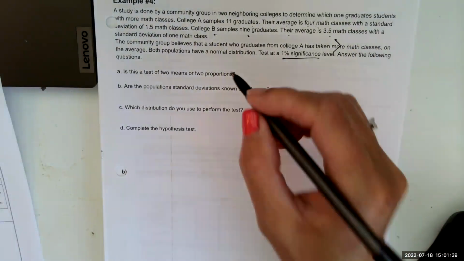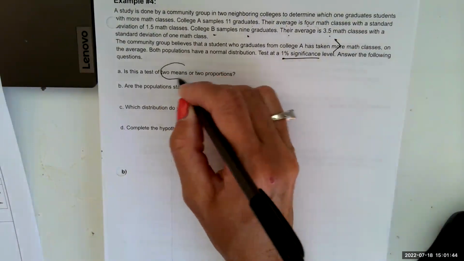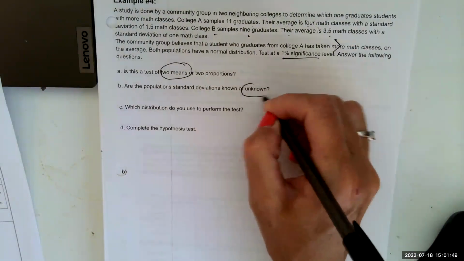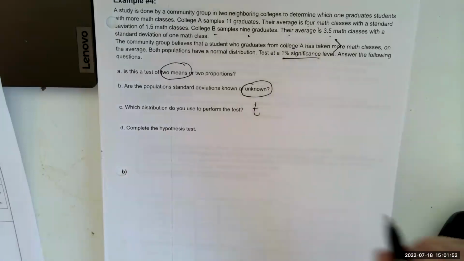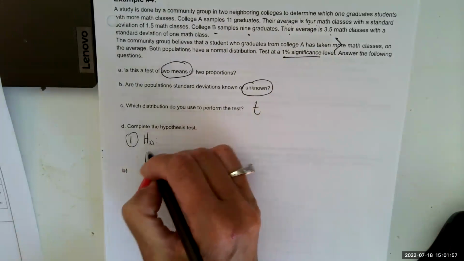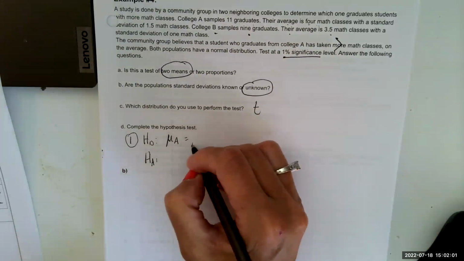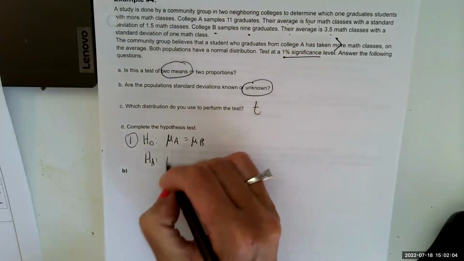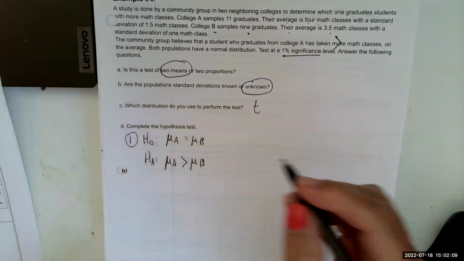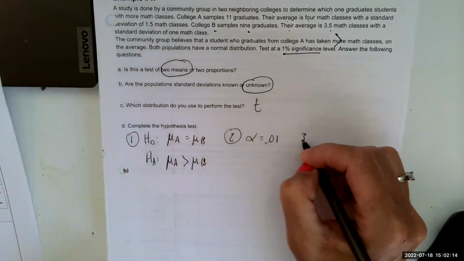So it says, is this a test of 2 means or 2 proportions? 2 means, because we're counting the number of math classes. Are the population standard deviations known or unknown? Unknown. So we're using the t distribution and complete the test. So we need our H0 and our HA: mean A is equal to mean B, and we think mean A is bigger than mean B, college A, college B. And we're using alpha at 0.01 this time.